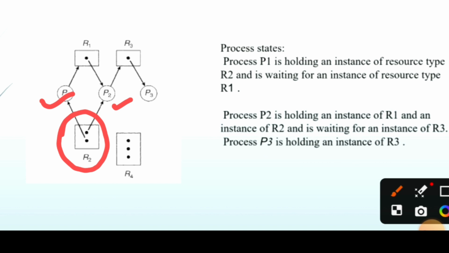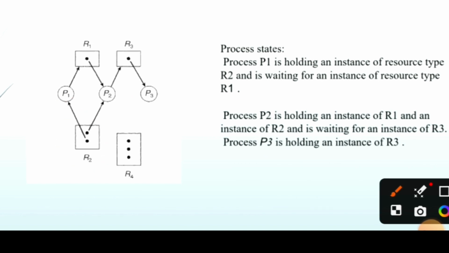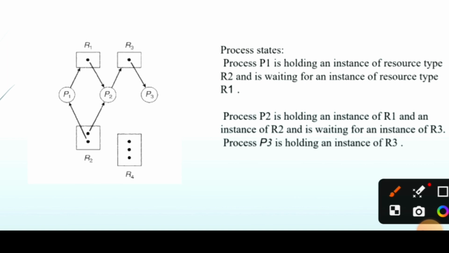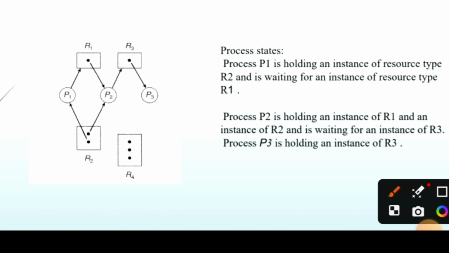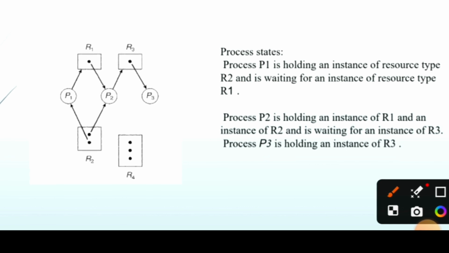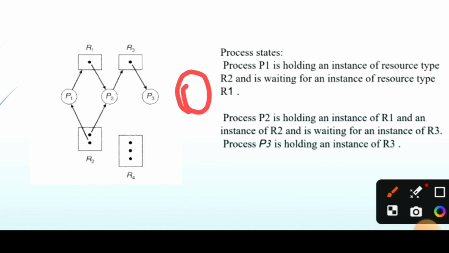So, how do we find out if there is a deadlock in a system using the resource allocation graph? The first and foremost thing you need to remember is that if there is a deadlock, then in the resource allocation graph you will be able to find a cycle. So, what do we mean by a cycle and how can we identify a cycle?